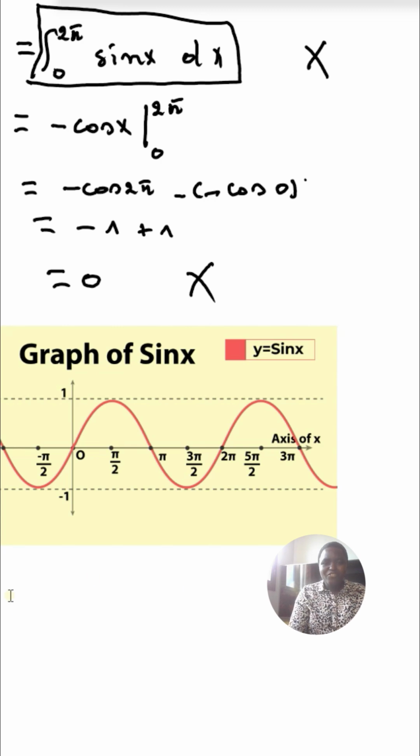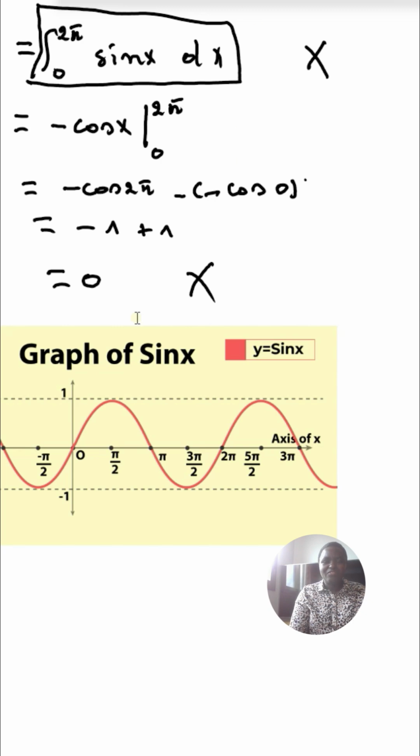Look at the graph of the function sine of x. The sine of x in the interval from 0 to 2 pi takes different values. Some values are positive. There are positive values at this interval from 0 to pi, and we have negative values at this interval from pi to 2 pi.